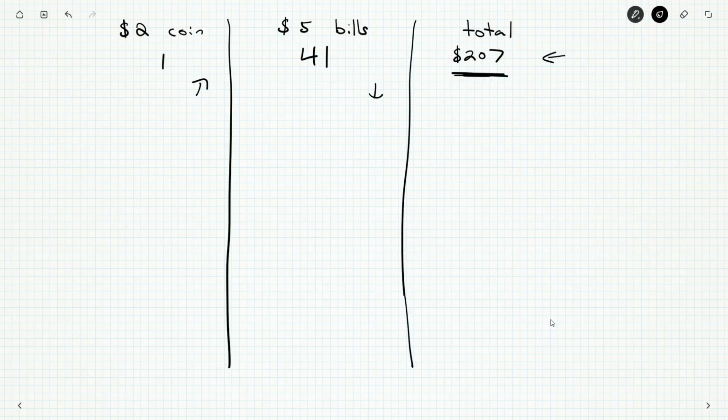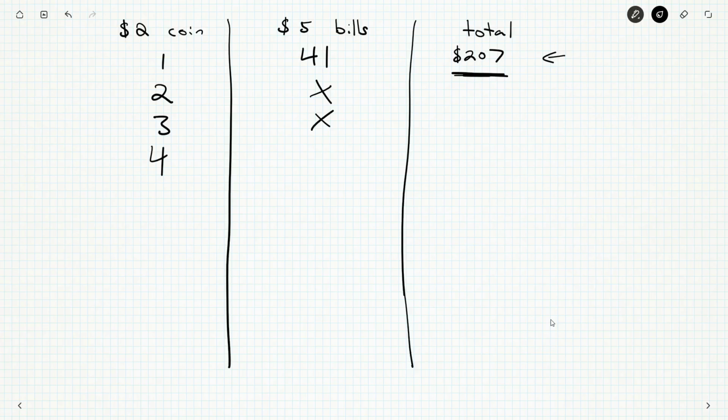We want $207. So suppose I were to increase the number of $2 coins a little bit. What if I had 2 coins? For my total of 207, taking away two $2 coins subtracts off $4, and I'm left with 203. But that's not a multiple of 5, so there's nothing we can do here. That's not going to work. What if I had 3 $2 coins? Then we'll be left with a total of 201. That's close, but still not a multiple of 5.